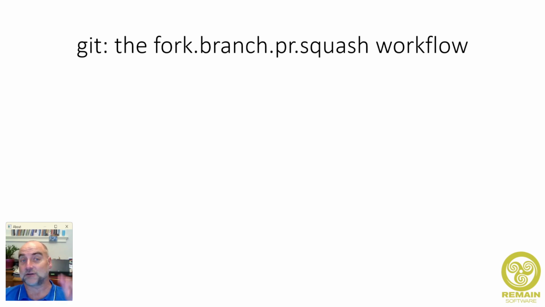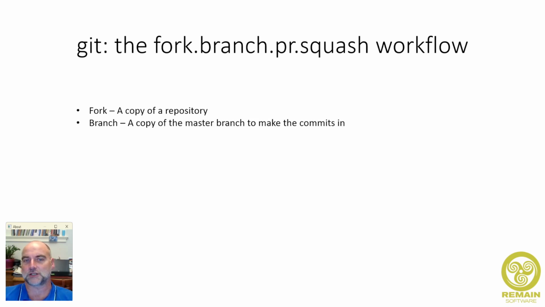Now, before we start, you need to know some stuff, and that stuff is this. A fork, you need to know what a fork is. It's a copy of a repository. You need to know what a branch is, right? It's a copy of the main branch where you make commits in, where you work in. That's a very important concept. If you are the kind of person that likes to commit into the main branch, yeah, this is not for you, right? That's absolutely an anti-pattern, and you should never do that.